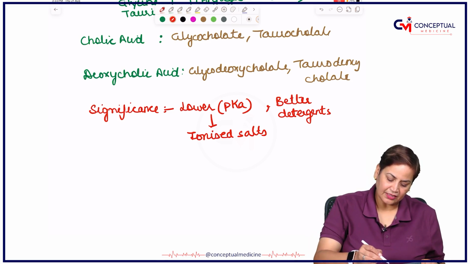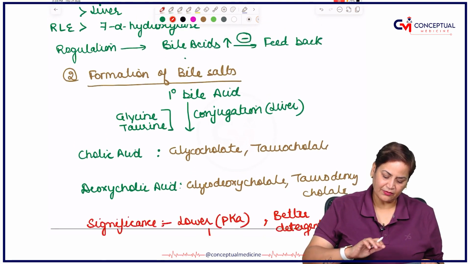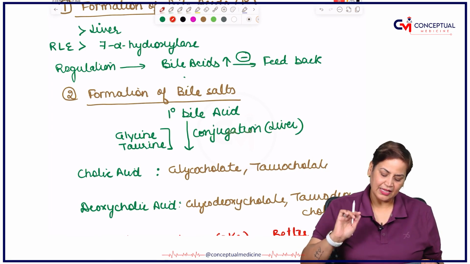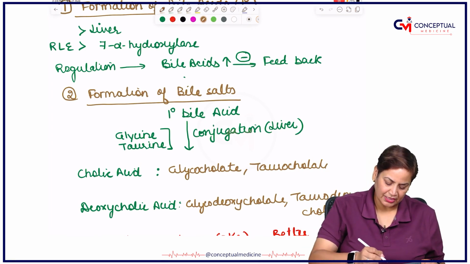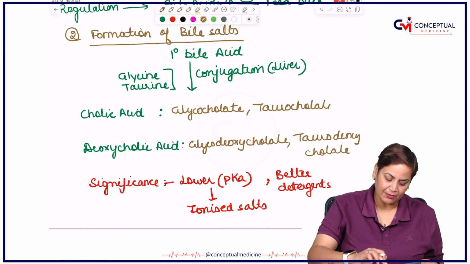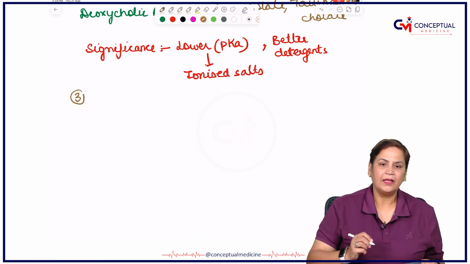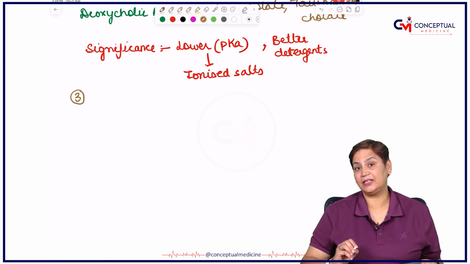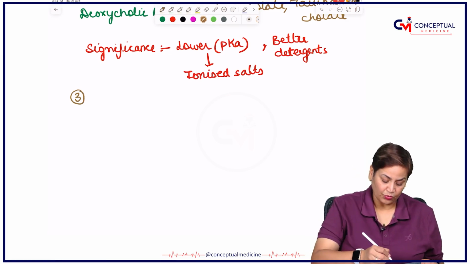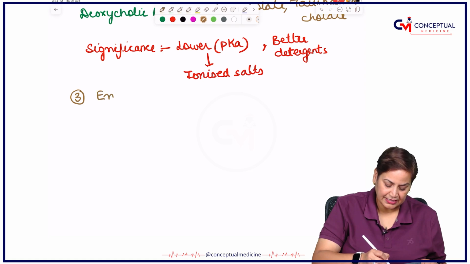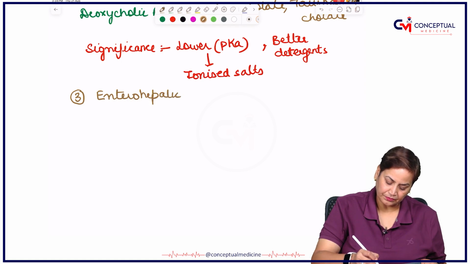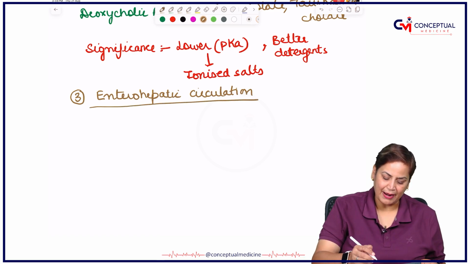Then the third step, first is formation of primary bile acids, then formation of bile salts. Then what is the third step? Third is again a very important step. Basically what happens here is there is enterohepatic circulation. So what is this enterohepatic? It is clear from the word itself that entero means intestines, and hepatic, liver.